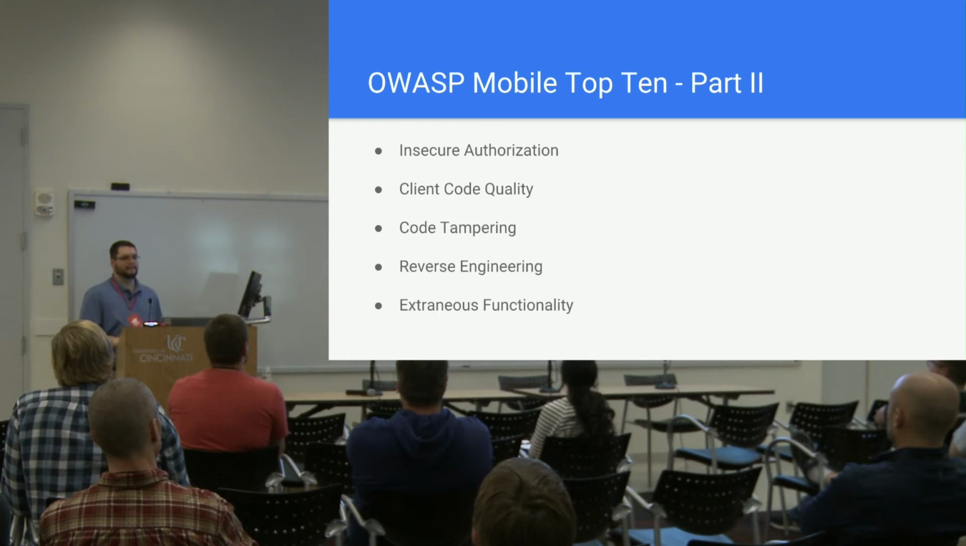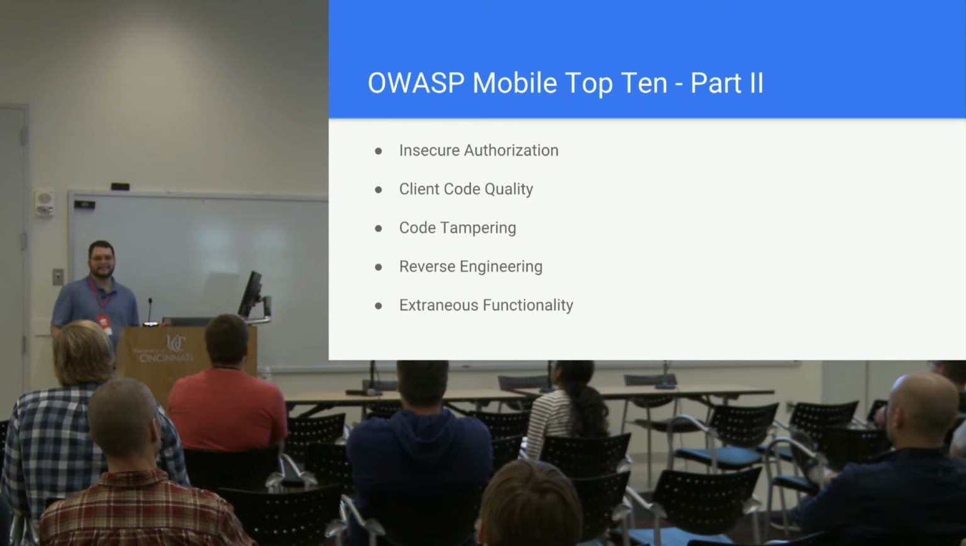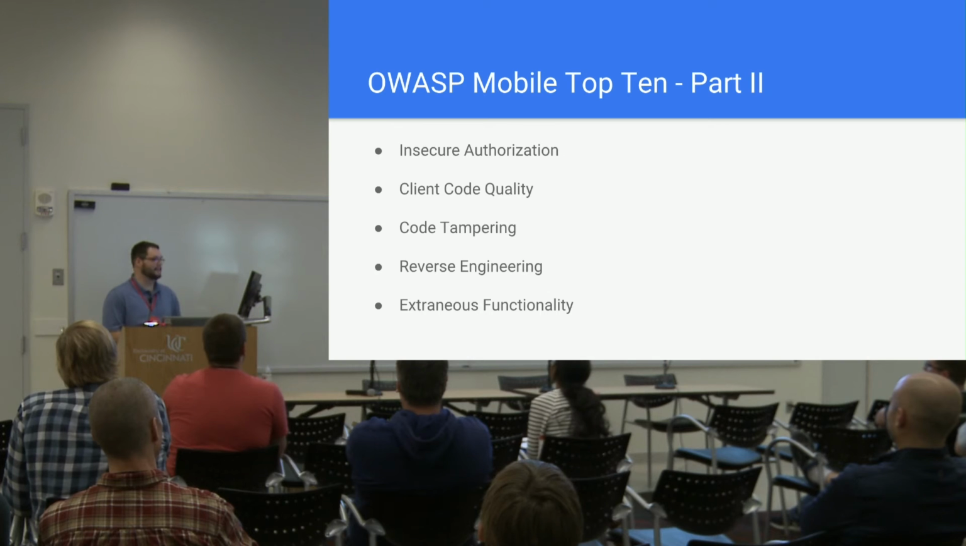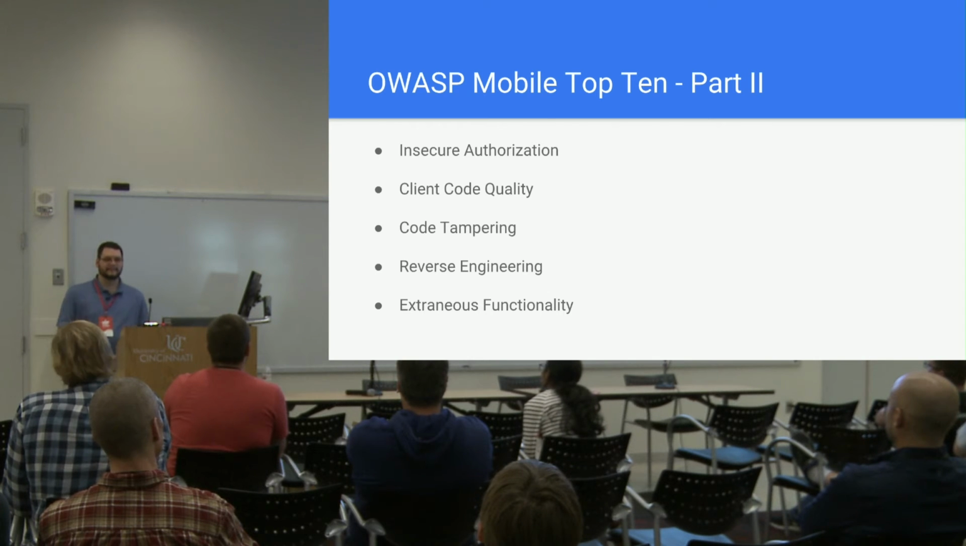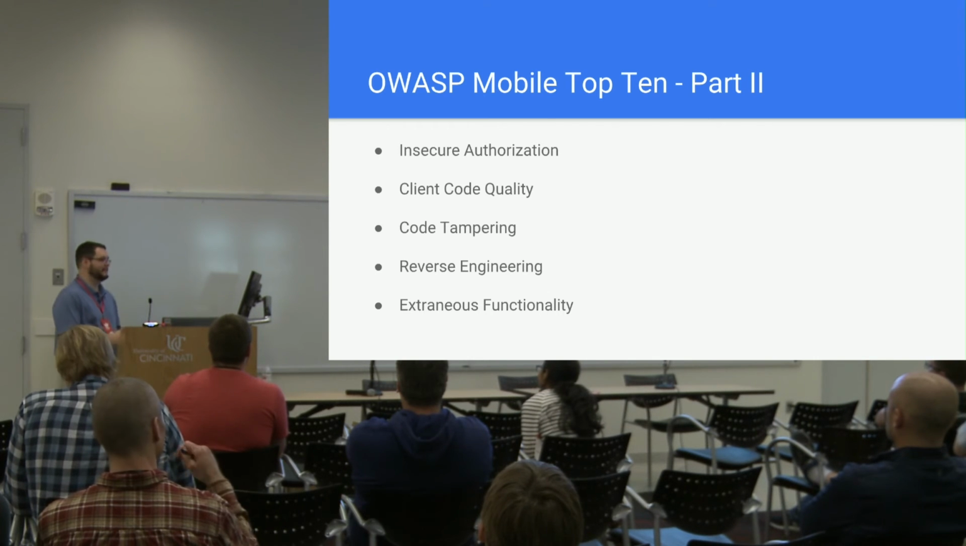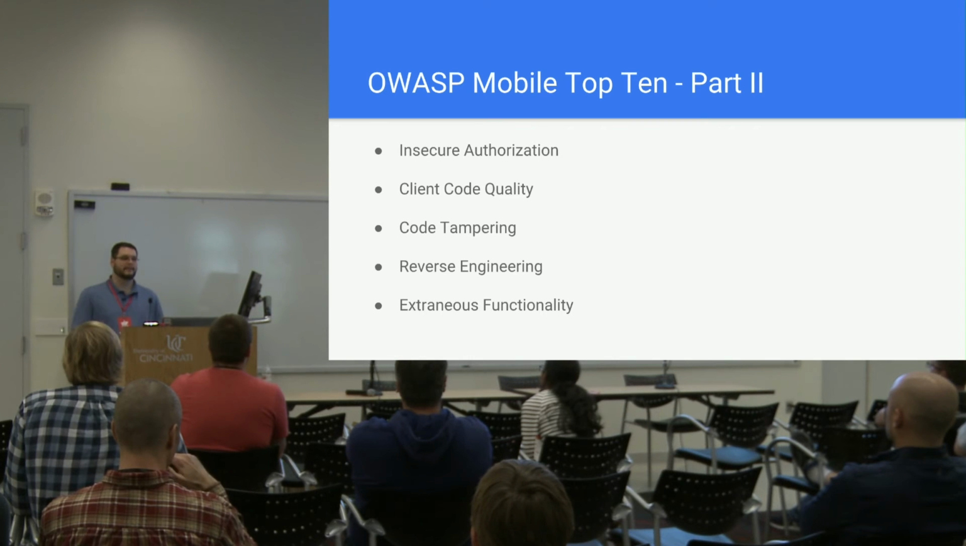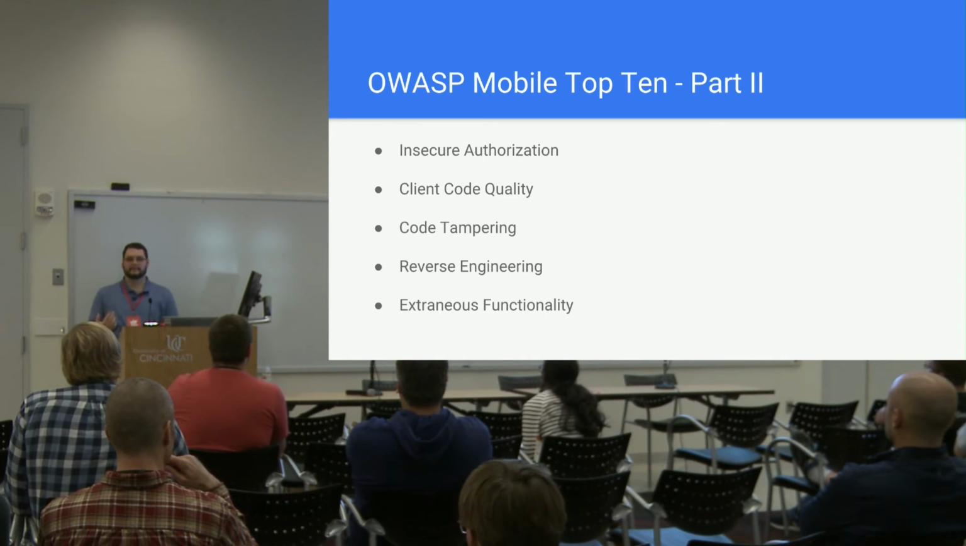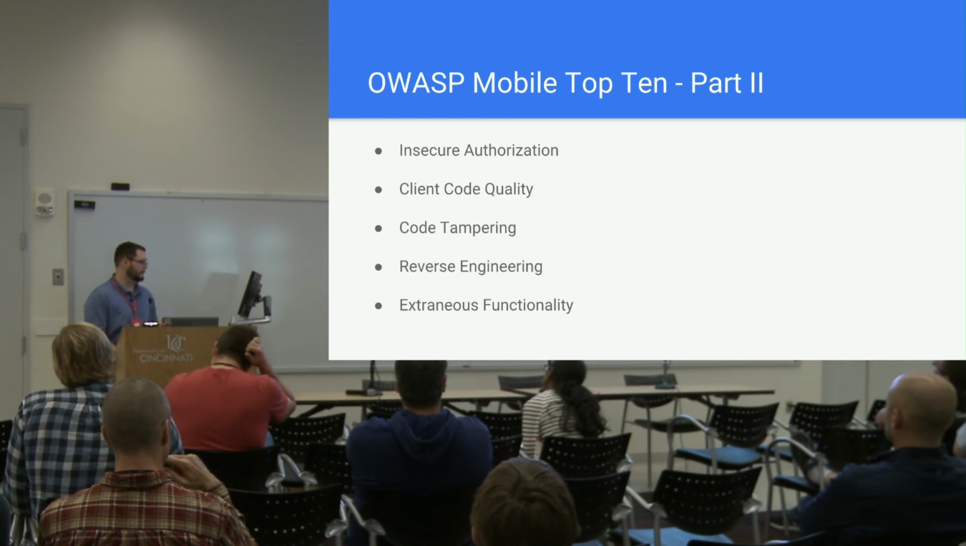Client code quality, this basically says your code sucks. The fact that it made it on there is kind of hilarious, but basically that could be considered risks from things like not sanitizing your inputs to just doing things you really shouldn't be doing code-wise. Code tampering, this talks about some of the features that are given to you by like SafetyNet and how to minimize rooting and things like that.